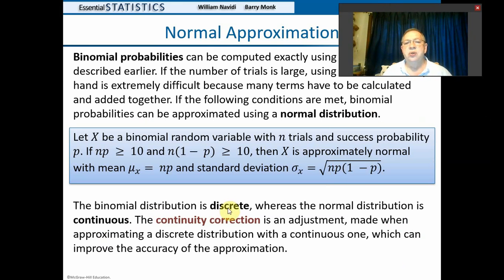The binomial distribution is discrete. When we calculated those using the formula nCx, p to the x, 1 minus p to the n minus x, that was discrete. Each one of those was calculated. The normal distribution is continuous. So to get a better value, we're going to have to make a little bit of a correction, and it's called the continuity correction. That's just an adjustment made when approximating a discrete distribution with a continuous one.